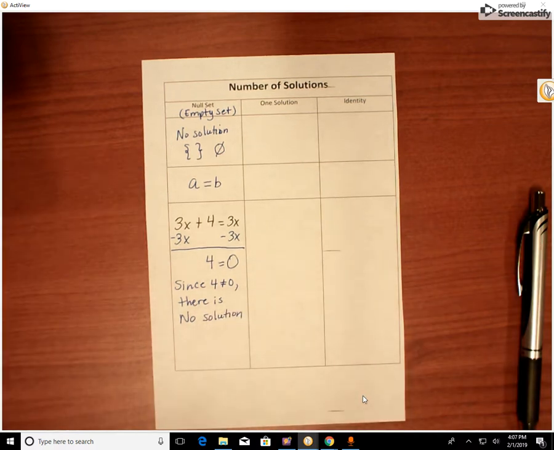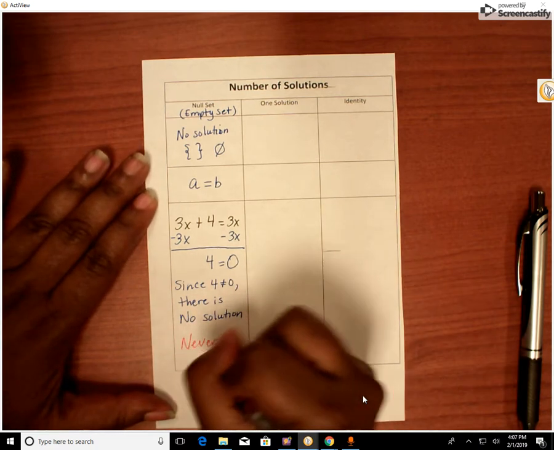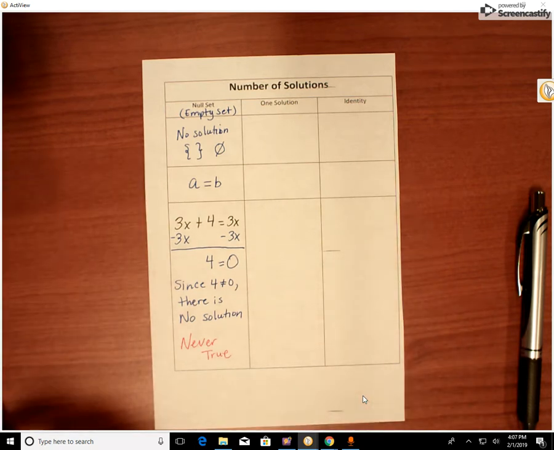And this is what we call never true. So this equation is never true. We can never find an answer. Doesn't matter what number you come up with, it will never work.